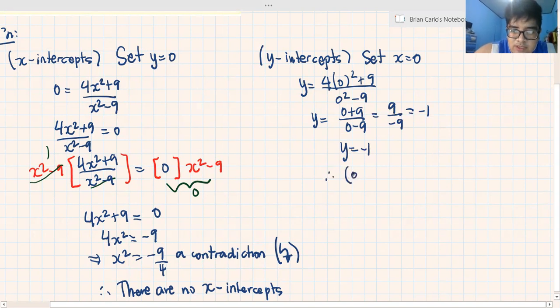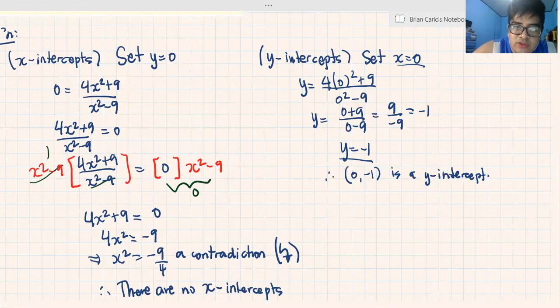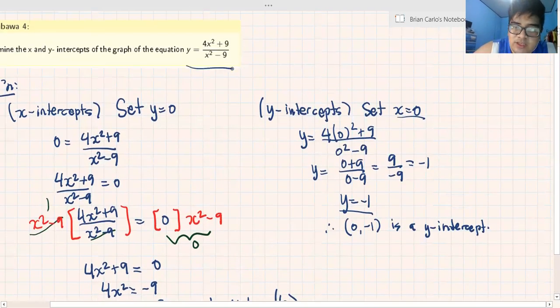Therefore, 0, negative 1. Paano ito nakukuha yung 0, negative 1? Ito yung x kasi, ito yung y. X ito, y ito. Ngayon, is a y-intercept. Ibig sabihin, wala kang x-intercept, hindi ka nag-i-intersect sa x-axis, pero yung graph ng equation na ito, nag-i-intersect sa y-axis at the point 0, negative 1. And let's verify this. Diba?